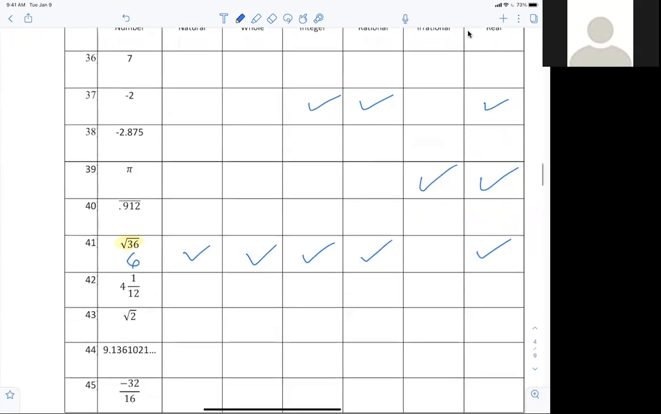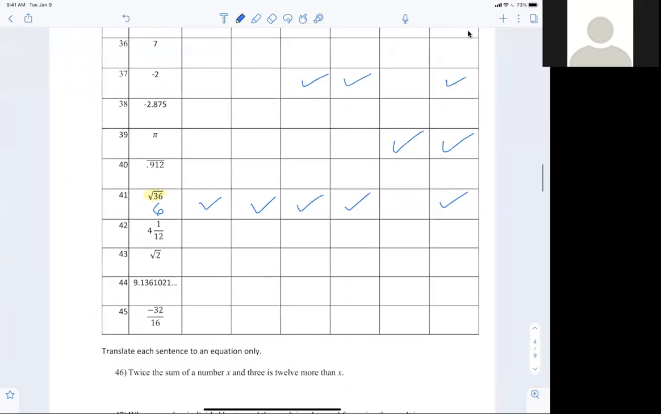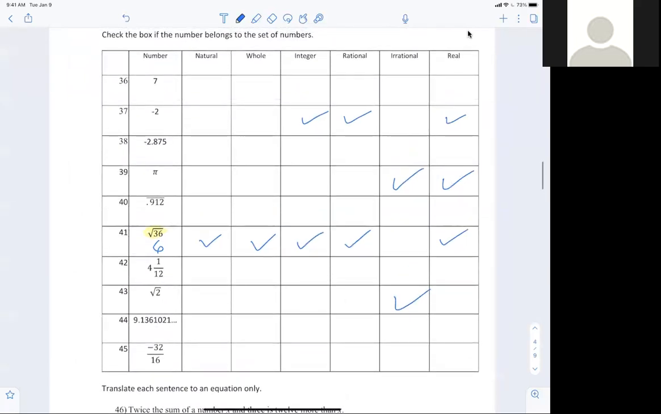Okay. So now I'm at 43. Okay, Ashley, you're up, kiddo. 43. Irrational. That's right. Thank you, kiddo. And what else? Irrational. Don't forget, all of them are what? Oh, real. Yep. Thank you. Thank you, kiddo.